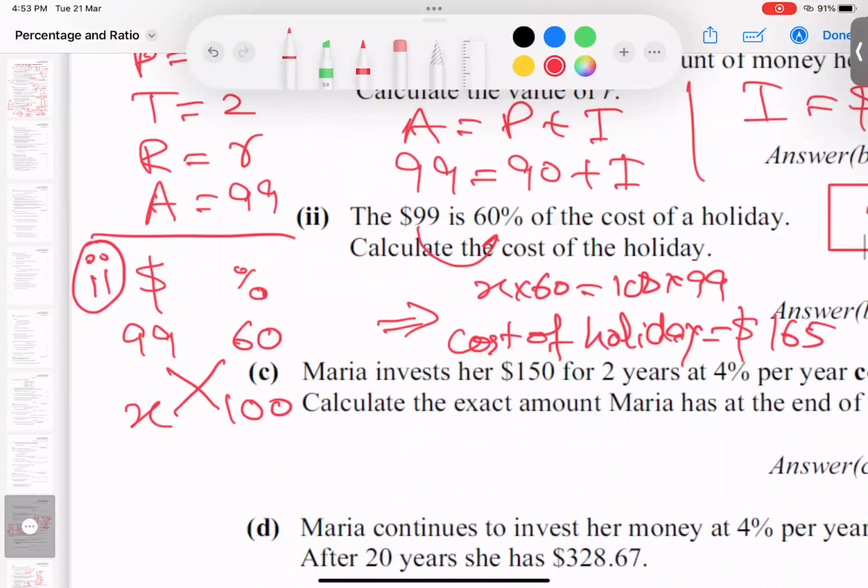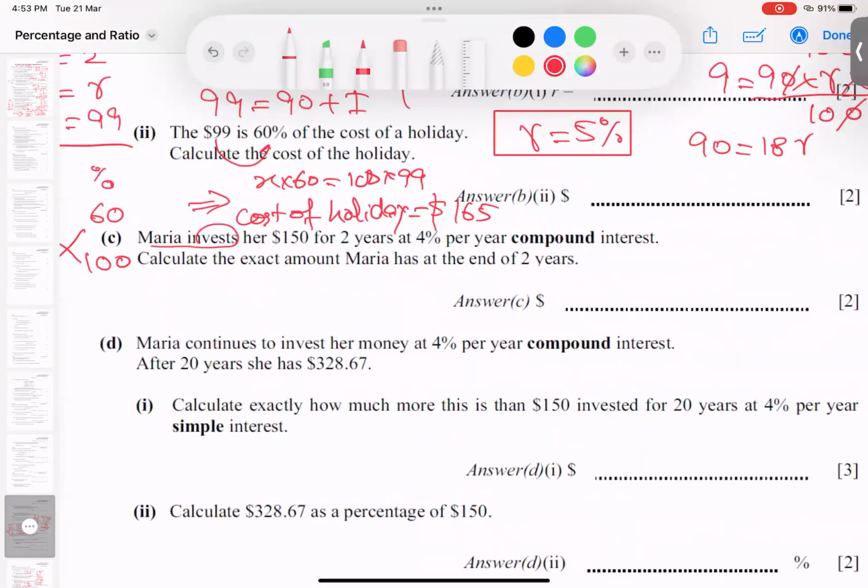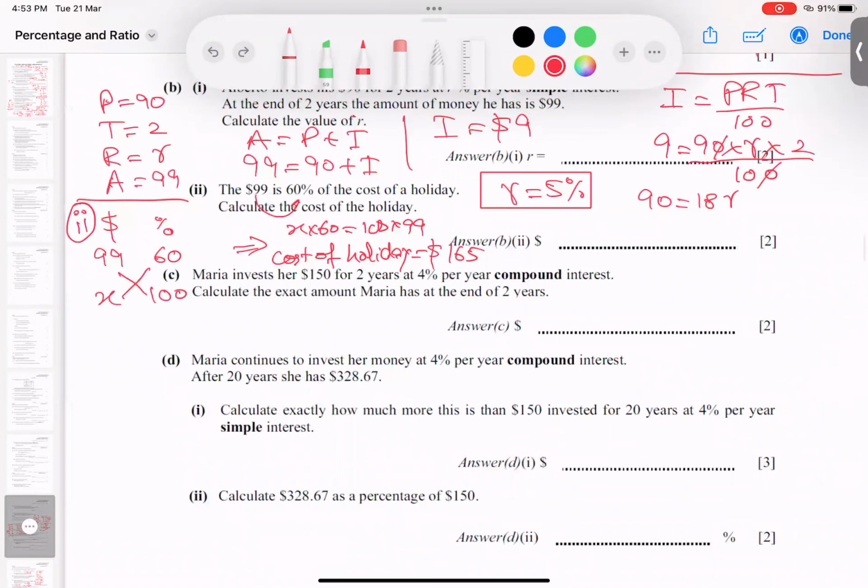Okay, now I'm going for the next part. The next part is that Maria invests $150 for 2 years at 4% compound interest. It's a piece of cake. You just know the formula and plug in, and that's it. Look, I'm doing it now here. Not part number 3, sorry, the C part. Let me write the data. Data writing is very important.